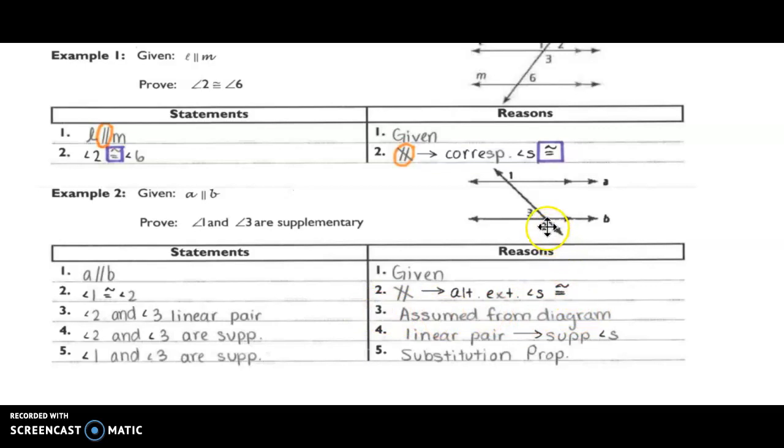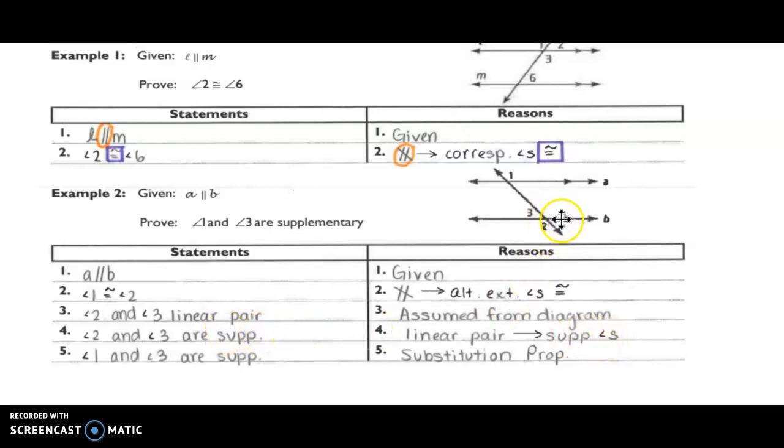Angles 2 and 3 are supplementary because if linear pair, then supplementary angles. Now notice you have to have statement 3, right? You can't just go to statement 4 and say this. You have to state and declare two angles are a linear pair, and then after that you can say that they're supplementary, because if linear pair, then supplementary angles, okay?